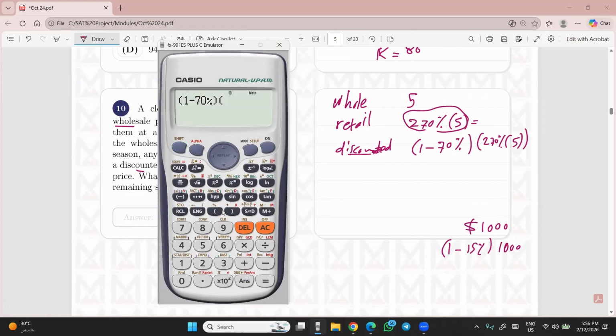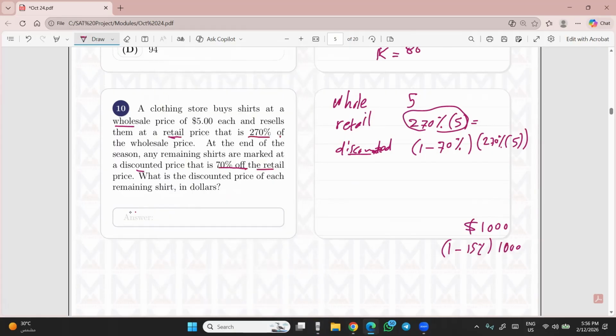Open another parenthesis because we multiply 270% times 5. You can just multiply this by 5 and you get the answer as 81/20, or you can just make SD to get the answer in decimal, 4.05. And that also makes sense because this number is a little bit less than $5 because of this discount.